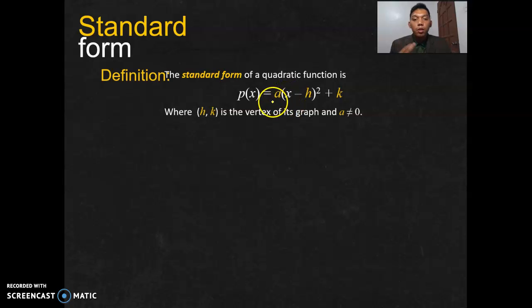The standard form is also called the vertex form, okay? It has the form of p of x equal to a times (x minus h) squared plus k. But the question is, how did we arrive at that function, that representation, that form? Where (h, k) is the vertex of the graph, and a must not be equal to 0. So, starting from the general form, no?